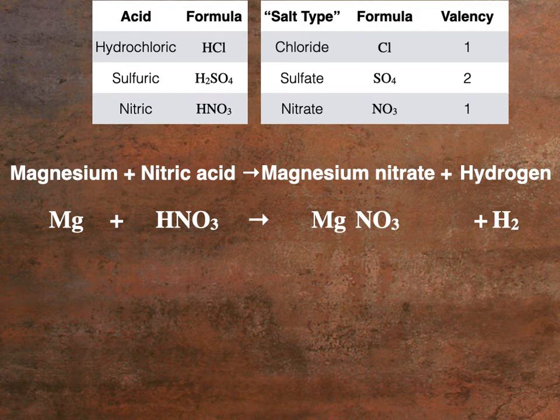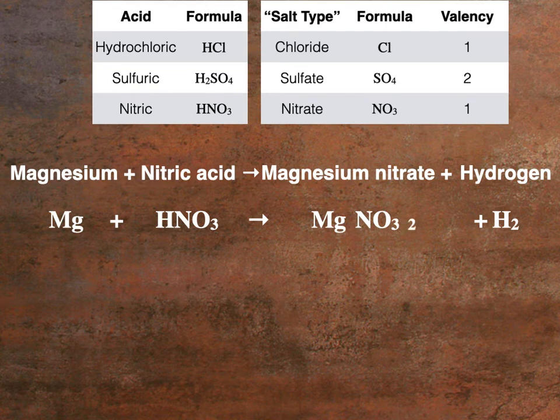Now, the valency of magnesium is 2. It's in group 2 of the periodic table, its valency is 2. Valency of nitrate, well, that's in the table at the top, that's 1. You can't cancel down 2 and 1, so we're going to leave these as they are and cross them over. We don't bother writing 1s.